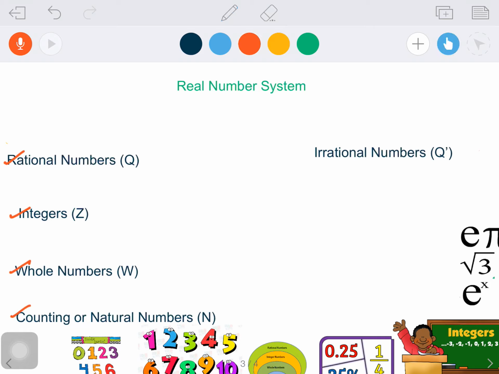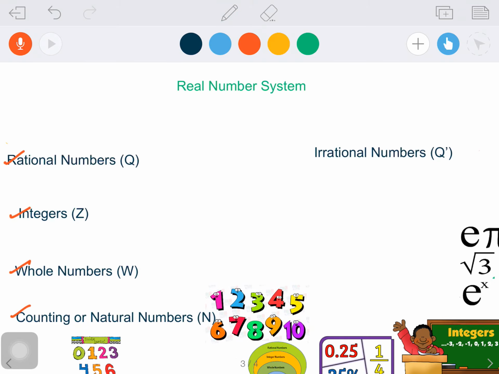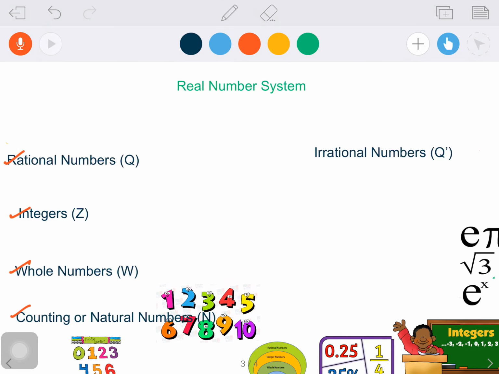Now notice that on the bottom part we have the counting and natural numbers notated by the capital letter N. The example is these numbers. So it's natural counting. We start with 1, 2, 3, 4, 5, so on and so forth until infinity. Okay, so these are the examples.